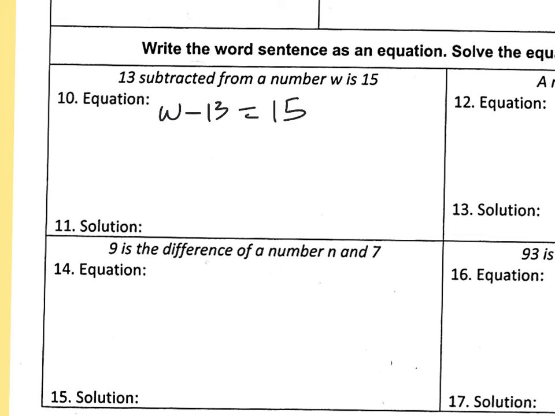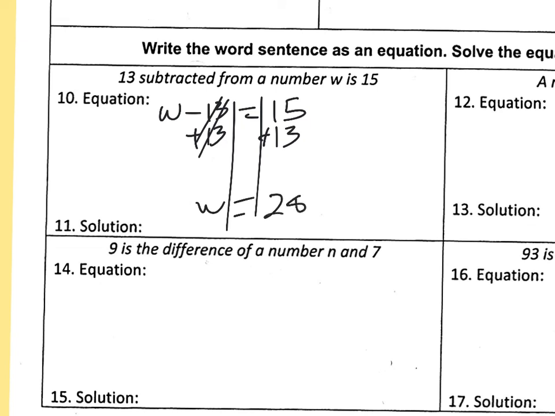Okay, now I need to solve it. Add 13 to both sides. That disappears, becomes W here. Because I did the add 13 on one side, I have to do it on the other. I get 28. Is 28 minus 13 15? It certainly is. There's our solution.